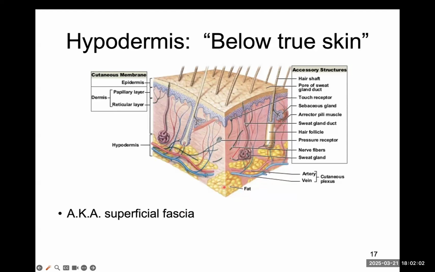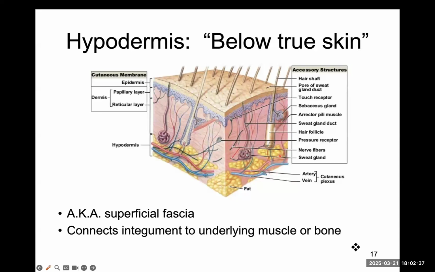And hopefully you can find them on the slide in the lab and look at them in the lab. And there are also going to be some dense regular tissue and your blood vessels. If you zoom in, you have some blood vessels there, arteries and veins. And then you might be able to see some muscle and hair follicles. So it's connected integument and underlying muscle or bone.